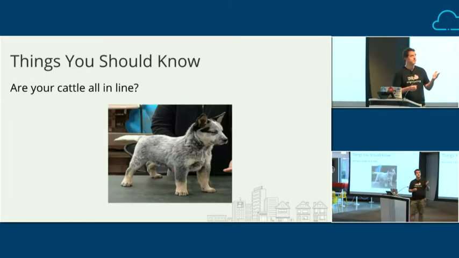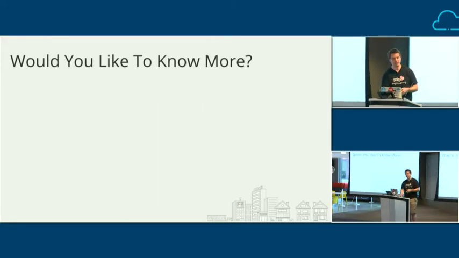And so if your cattle are not all in a line, consider increasing the stats sample pages, persistent or otherwise, whatever you use, and consider, if you're gathering your own statistics, how frequently you're gathering those statistics. Those are very important to keep your app resilient.